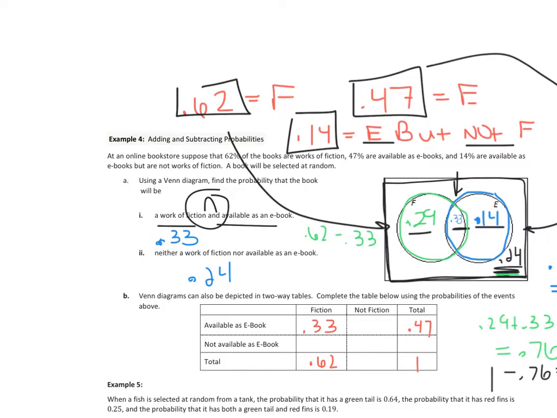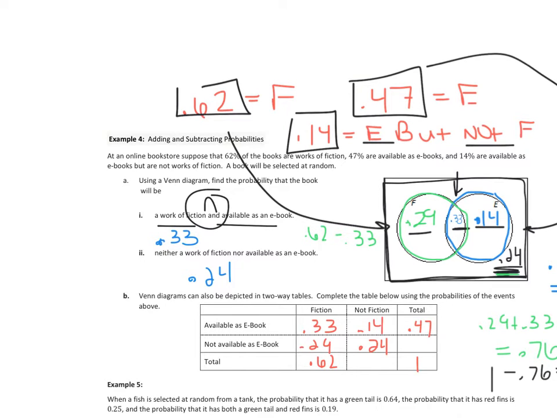Okay, but now what about this guy on the outside, this 0.24? That's not an ebook, not a fiction, so not an ebook, not a fiction. That goes right there. So that would be your 0.24. Now all you have to do is do some subtraction. So if you subtract 0.47 minus 0.33, you will get 0.14. And you're going to keep doing that until you fill in the rest of the table. Taking the total 0.62 minus 0.33, you are going to get 0.29.